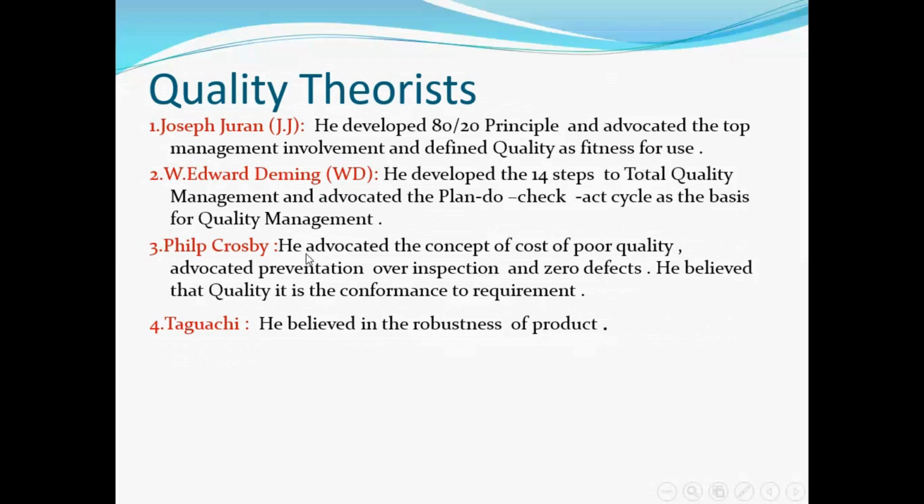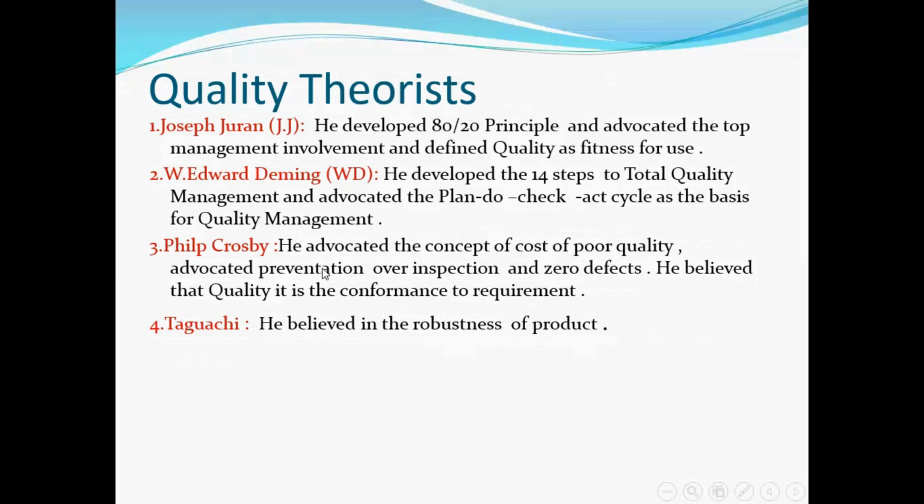Now, Philip Crosby had a different opinion. He said that quality is about the concept of the cost of poor quality, which is the cost of quality: the cost of conformance plus the cost of non-conformance. So he's looking at the cost of non-conformance, the cost of poor quality, being advocated.